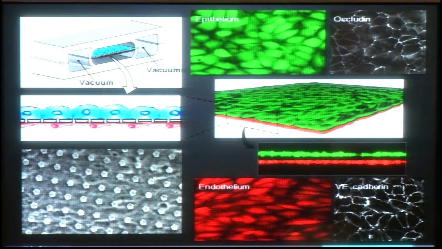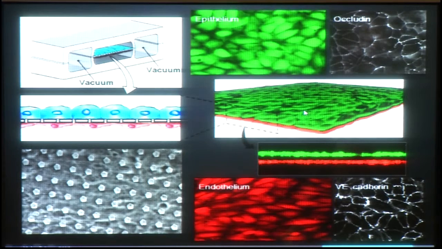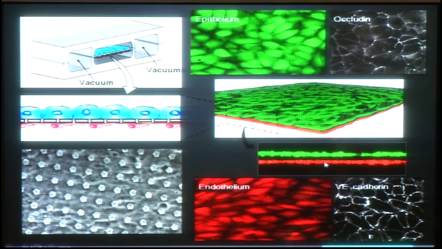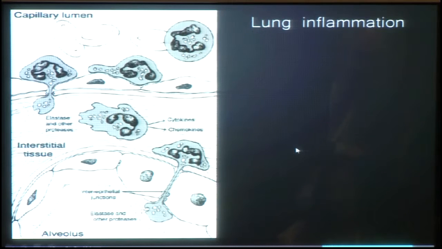Here you have the epithelium stretching and the endothelium stretching. And in this 3D reconstruction, you can see that you can recapitulate, you can form two very tight monolayers: in green, the epithelial cells, and in red, the endothelial cells, separated by this porous membrane. So we first wanted to apply this chip to mimic lung inflammation.